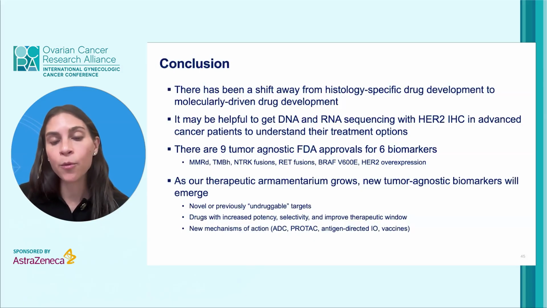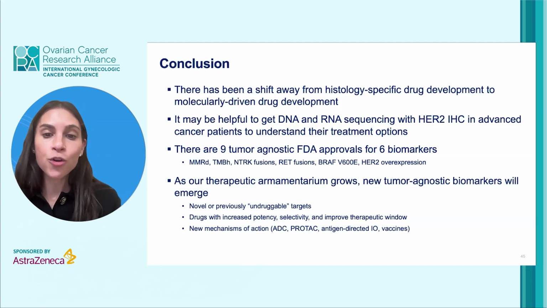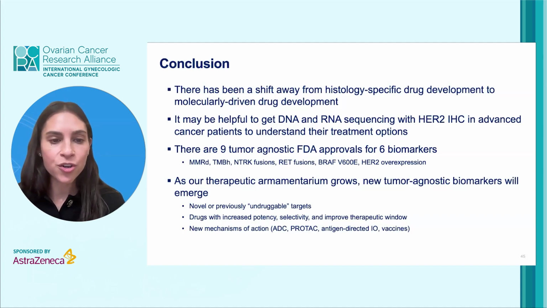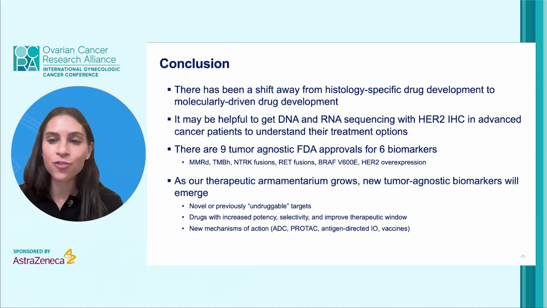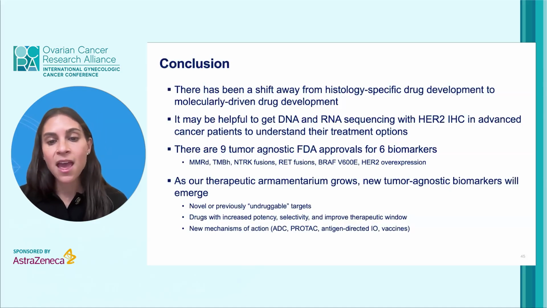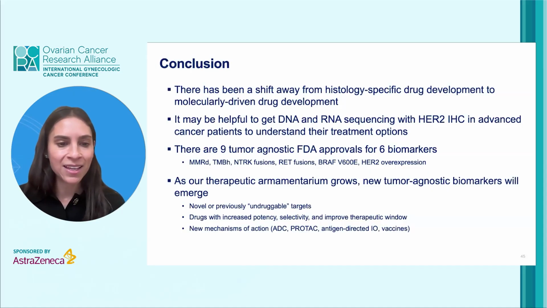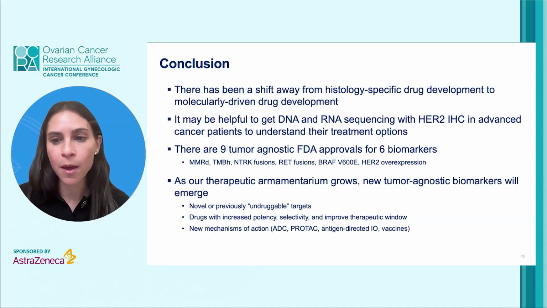But as our therapeutic armamentarium of different treatments grows, there are new tumor agnostic biomarkers that will emerge. Some new or previously undruggable targets are now becoming druggable with the technology that we are developing. Drugs with increased potency, so stronger drugs, more selective drugs with fewer side effects, and an improved therapeutic window, meaning they're stronger with fewer side effects. These are all things that we're working on. And as we get better drugs, we'll be able to target both new and old biomarkers in a better way.